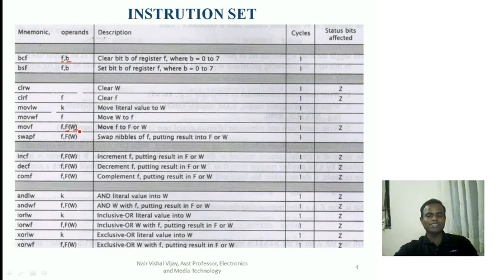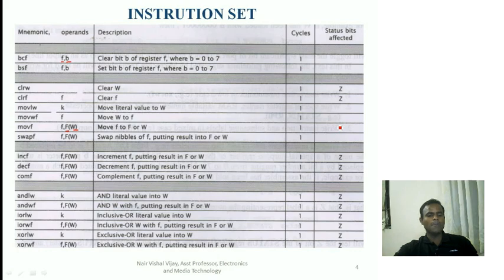Now for each instruction, as you can see, the cycles required is 1, and for each instruction we are also noting whether any flag registers or status bits are affected. Here the Z bit is the only bit that may be affected.